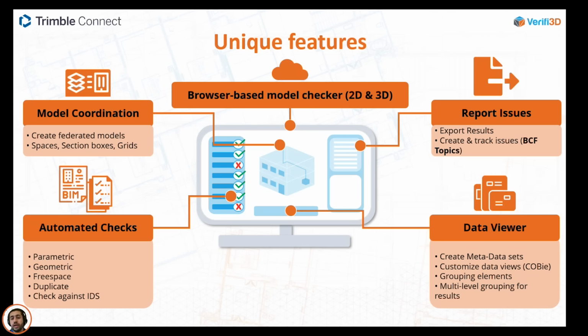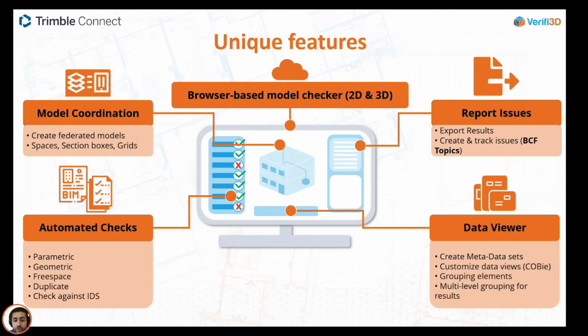Regarding the checks, we're also not limited to the classic clash check. Data is essential nowadays, so we need to make sure that our data is consistent and there is no discrepancy in our information model. So we have parametric checks, we also have free space checks, duplicate checks, and nowadays we're checking against the Information Delivery Specifications from buildingSMART, the IDS.